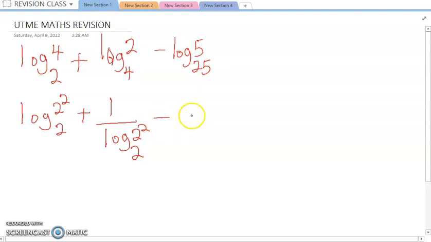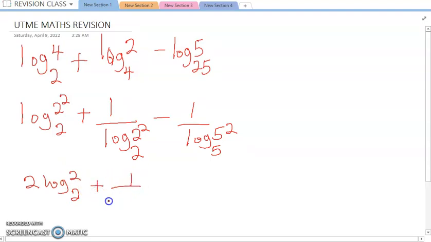Then minus. We also want to change the number to base. So we have 1 over. This will now become log base 25, base 5. Then 25 is 5 to the power of 2. So from here, according to the law, we can now say 2 log base 2 of 2 plus 1 over 2 log base 2 of 2 minus 1 over 2 log base 5 of 5.